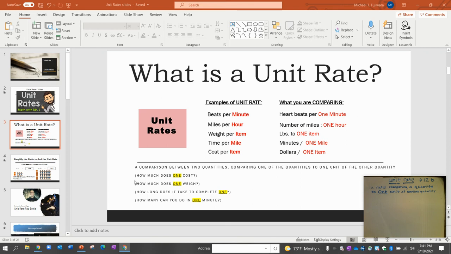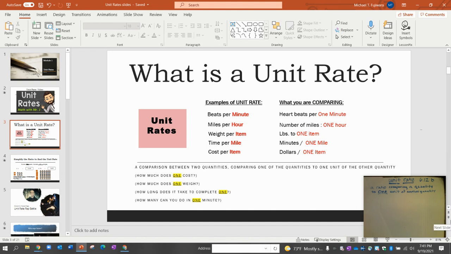I just wanted to talk about what a unit rate is. It's a comparison between two quantities, comparing one of the quantities to one unit of the other quantity. So the key word there is the one unit, that we're comparing something to one of another quantity.